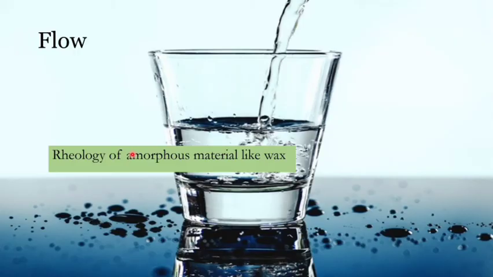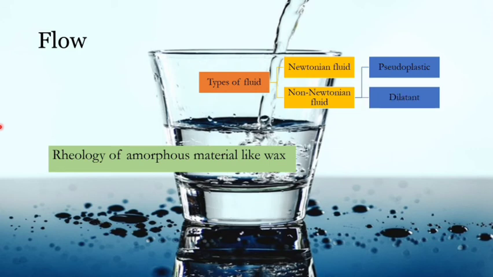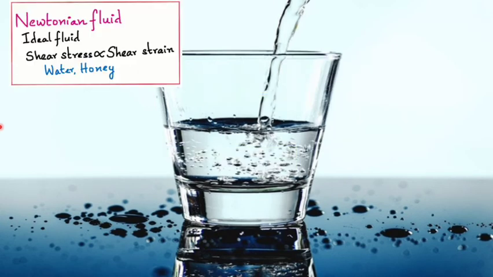So, what is flow? Flow is like the rheology of an amorphous material like wax. Based on this rheology, there are different types of fluids. There is a Newtonian fluid or a non-Newtonian fluid. These non-Newtonian fluids are further divided into pseudoplastic, dilatant and thixotropic. So, what are all these fancy words? Newtonian fluid means it is an ideal fluid.